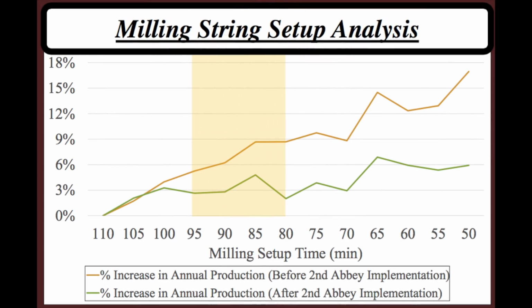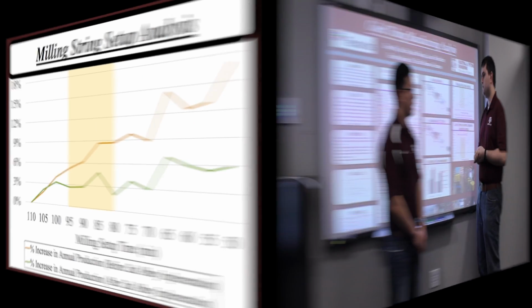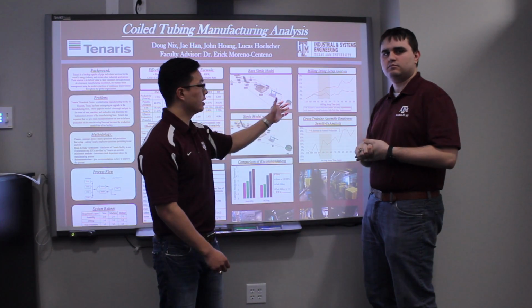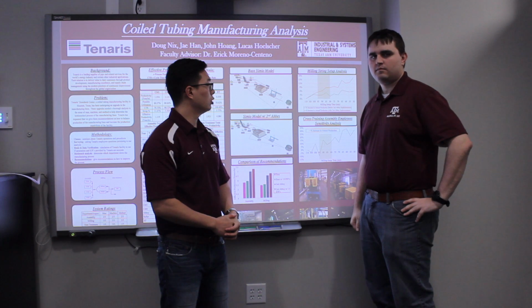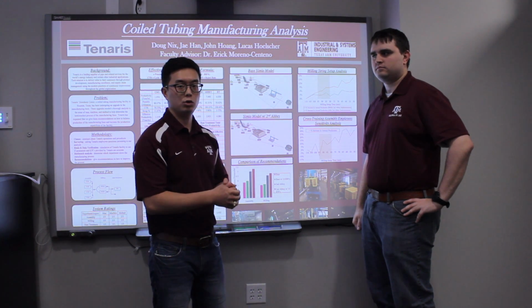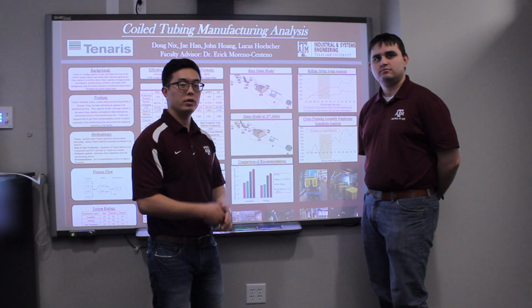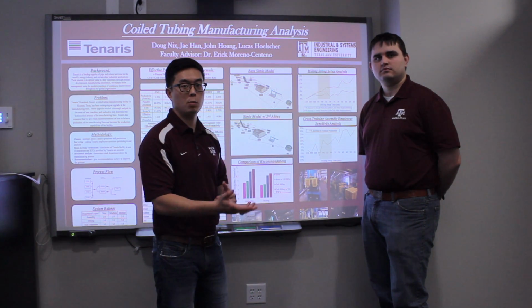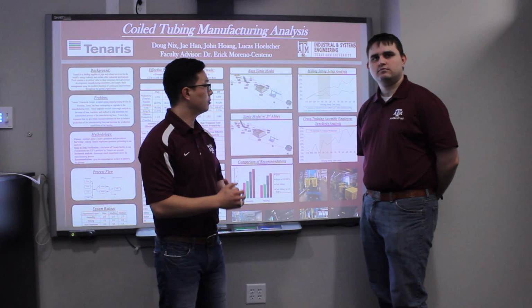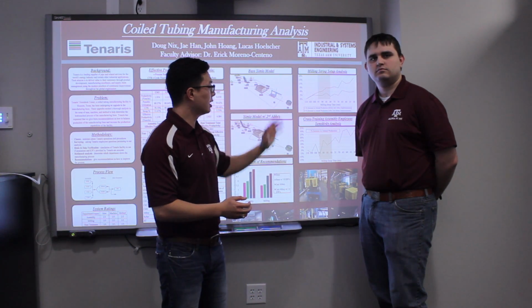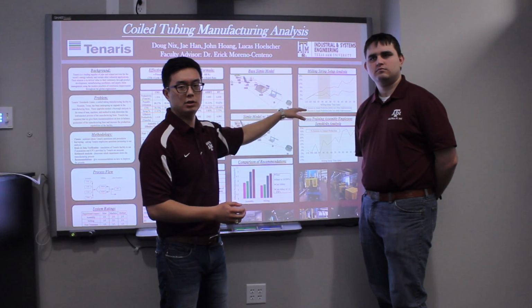The top line is our sensitivity analysis for before a second Abbey is implemented, and the line below is for after a second Abbey line. And our next recommendation based on this as well is to hire a string setup crew. Tenaris can also use this sensitivity analysis for when they want to decide to increase their milling employees. The more milling employees they have can help reduce the setup time up until a certain point.